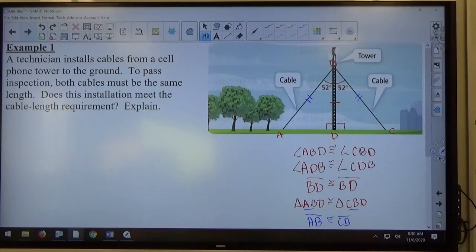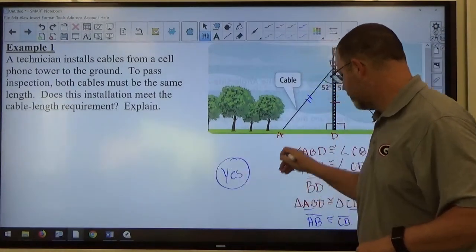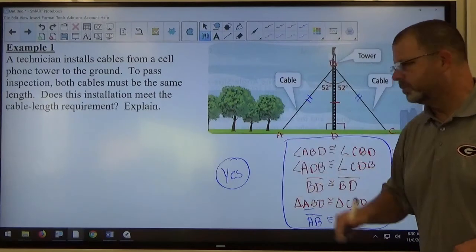Okay. Does this installation meet the cable length requirement? They have to be the same length, so the answer is yes. Explain, there's my explanation.